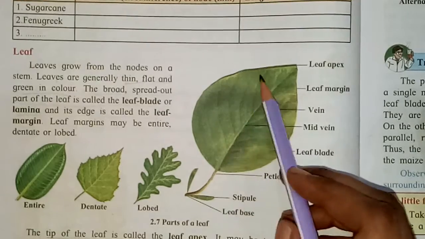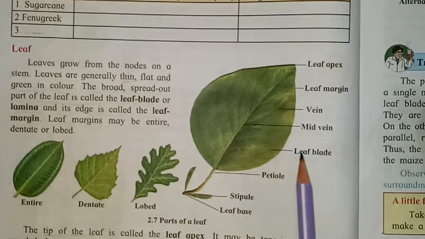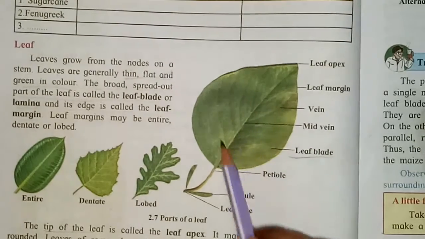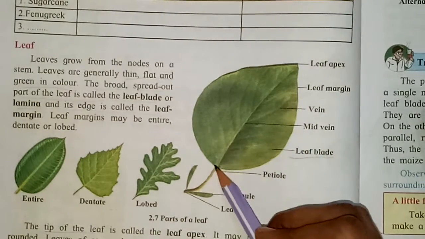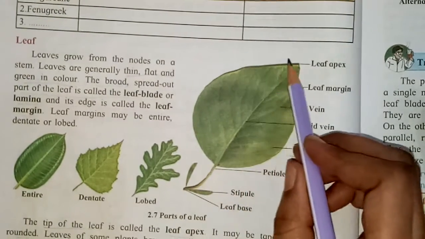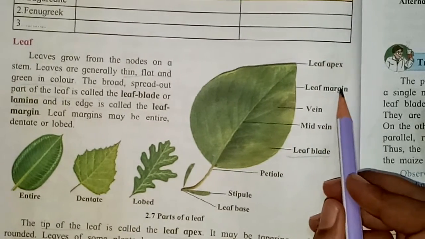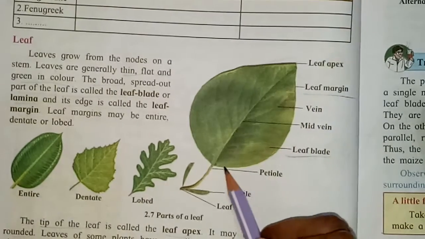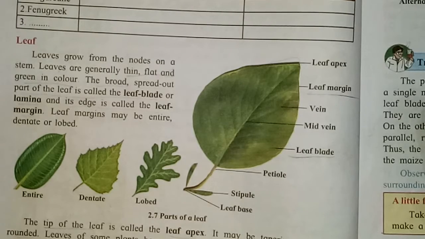Now this part which you can see, the entire green part, is called the leaf blade. It is written here, this entire part is called leaf blade, and the edge or boundary of the leaf is called leaf margin. As you can see here, this entire border of the leaf is called leaf margin.